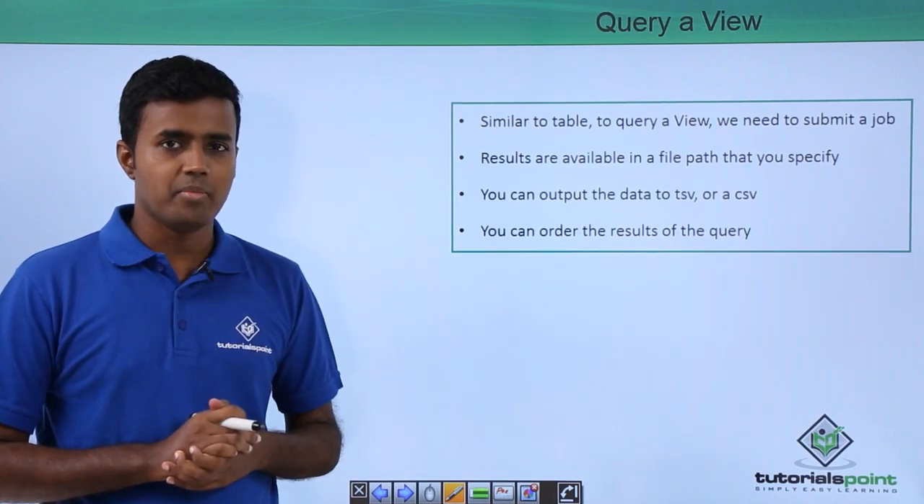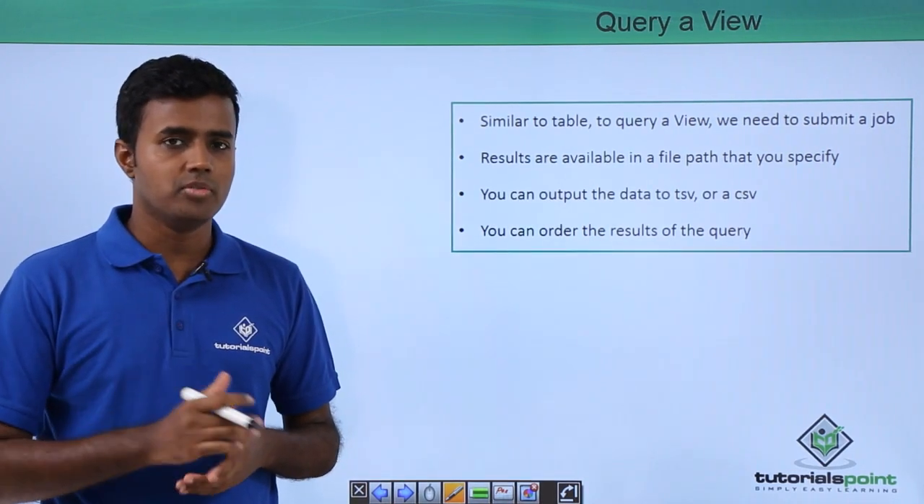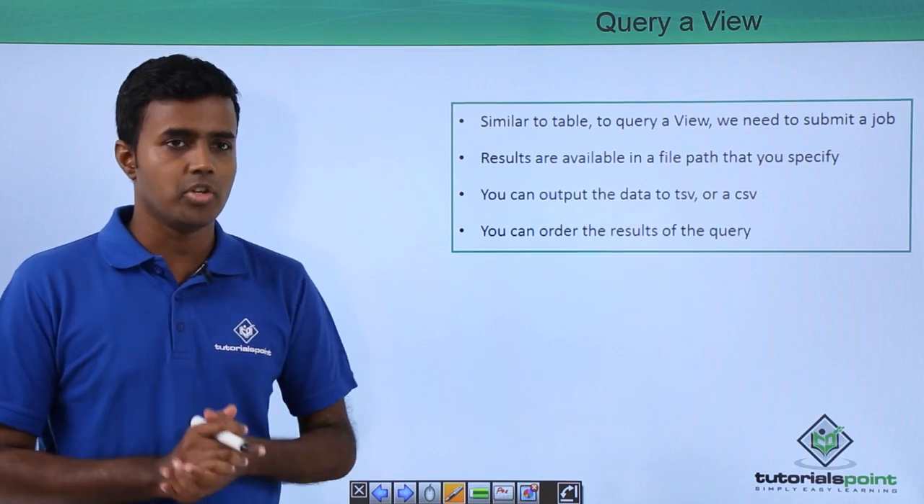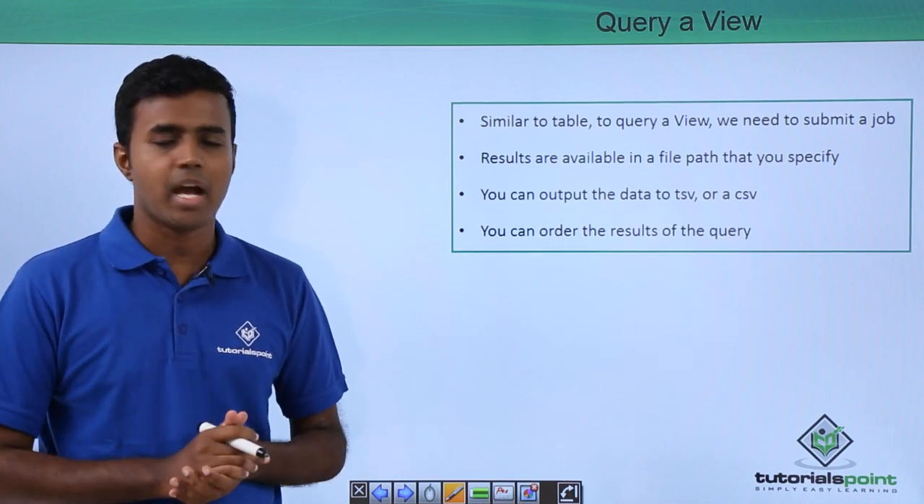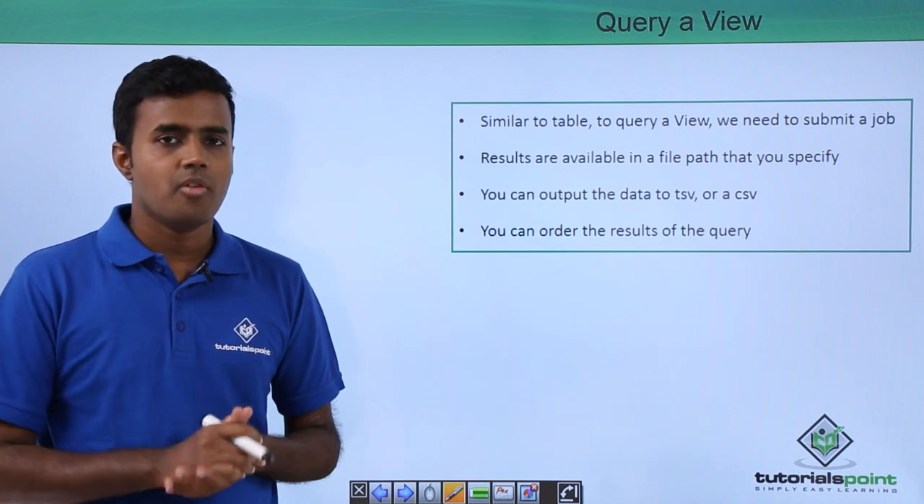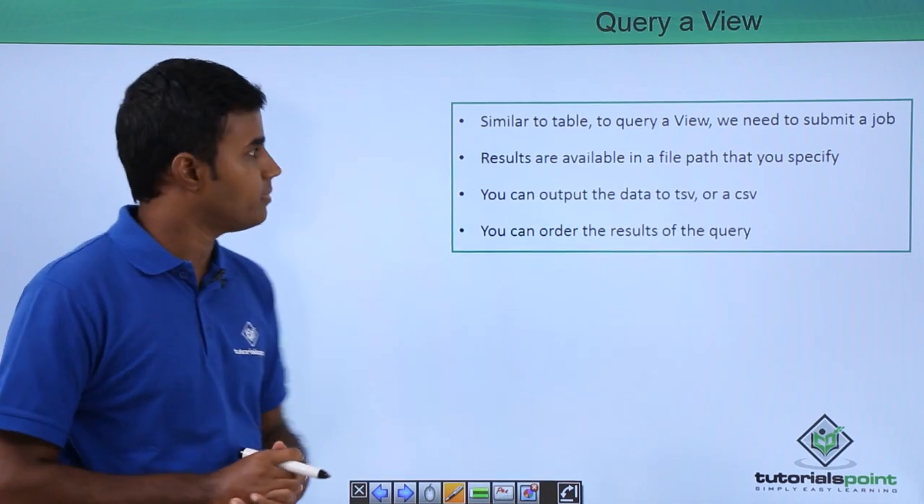So similar to a table, if you need to query a view or if you need to see the results of the view, you need to again submit a job. Again, you need to submit some number of AUs for that job to be executed.